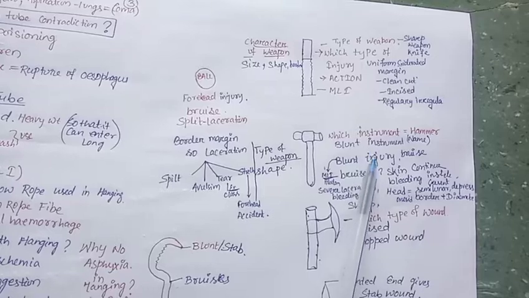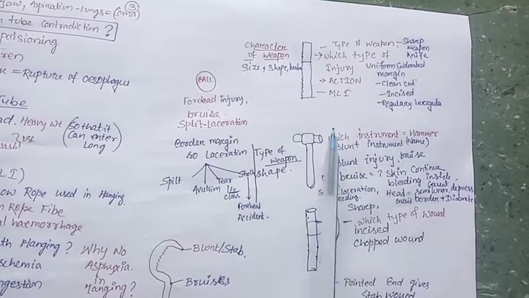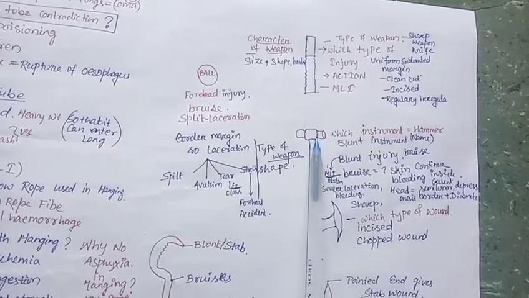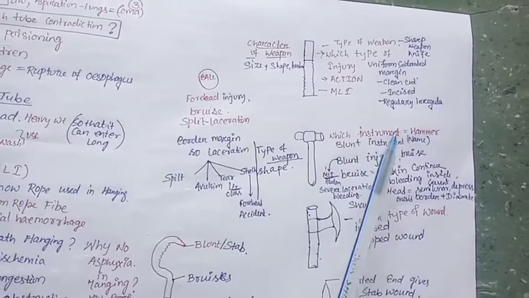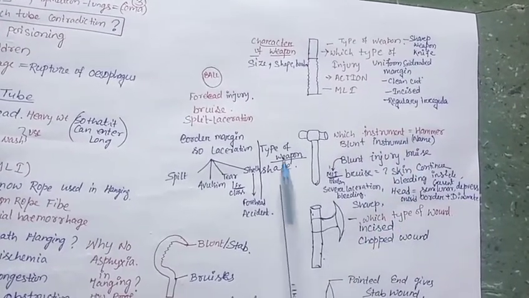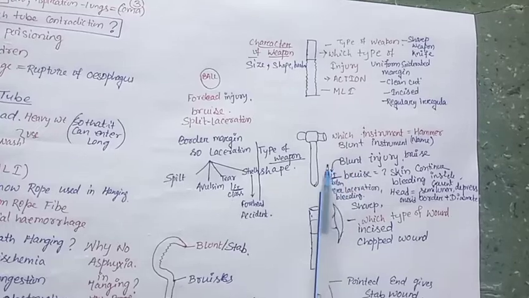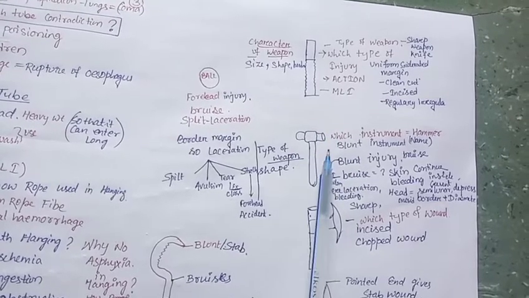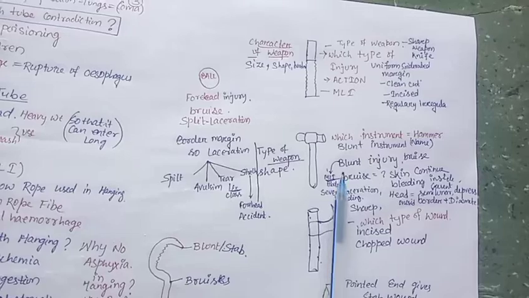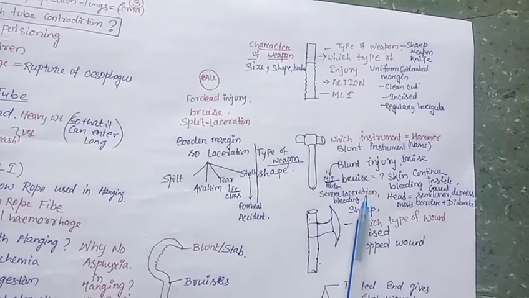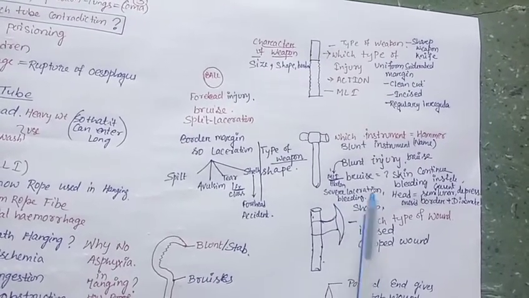This is a blunt instrument named a hammer. So first you write it has a blunt head, that's why it is a blunt instrument named a hammer. Which type of injury does it produce? Blunt injury. What is the medico-legal importance of this blunt injury? If it occurs in the abdomen, it causes severe laceration and bleeding inside the abdomen.